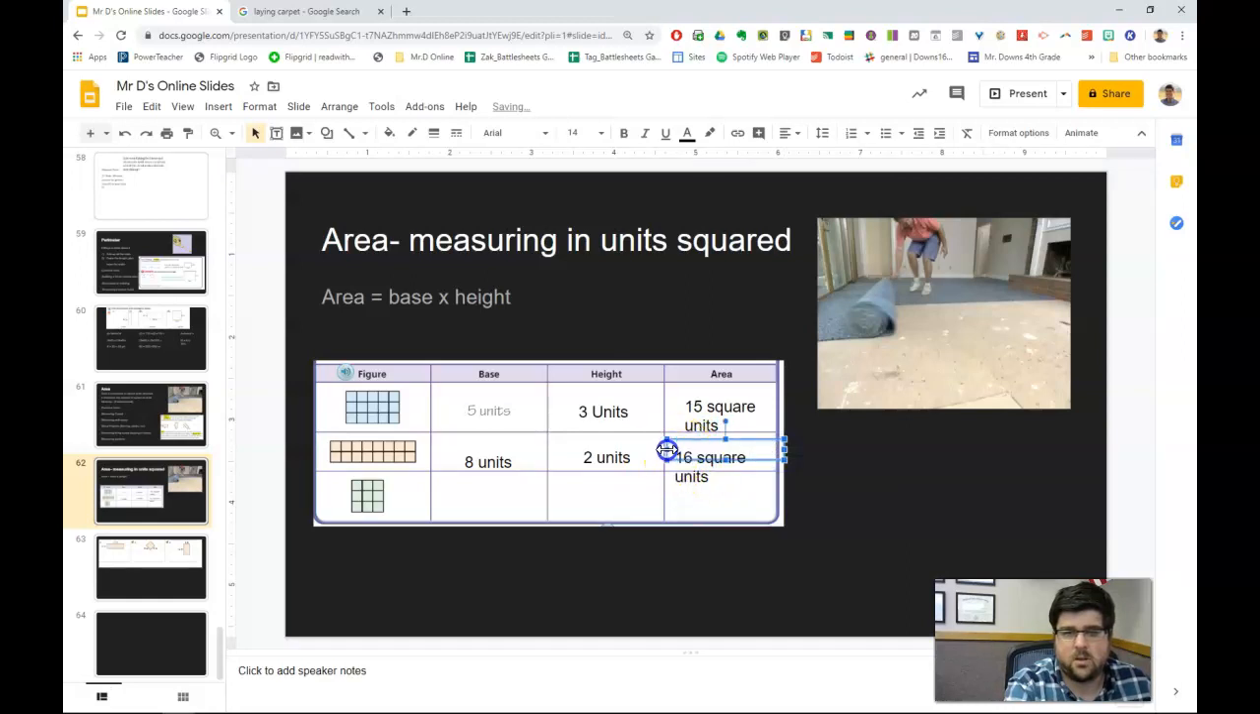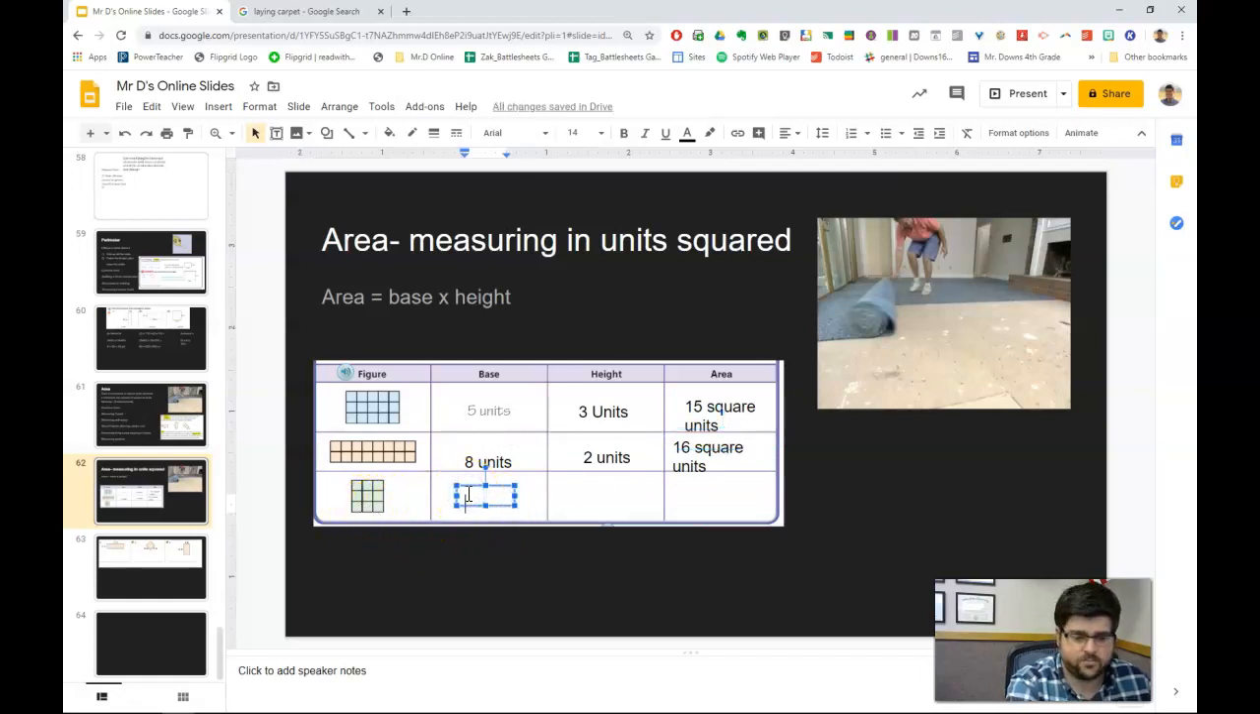I'll make that a little bit bigger too. And we'll move it up so it's in its own box. There we go. And this last one, the base is 1, 2, 3. So 3 units. And then I can count the height also as 1, 2, 3 units.